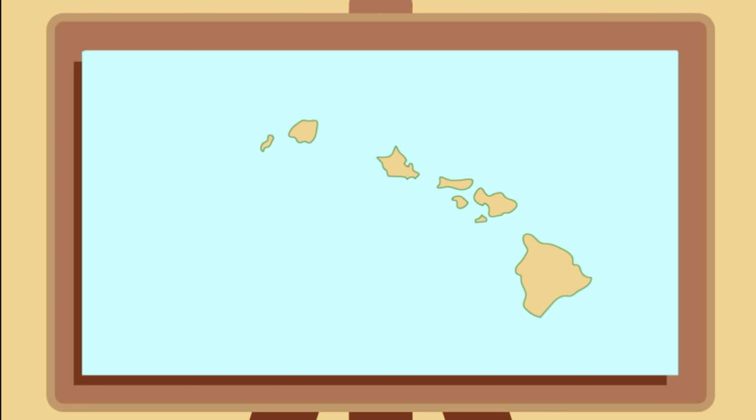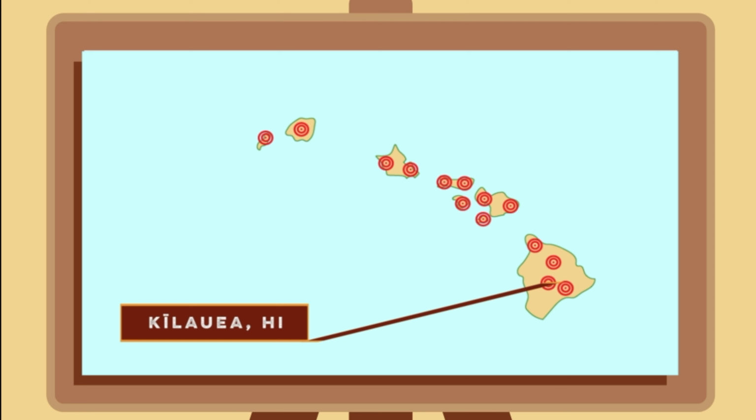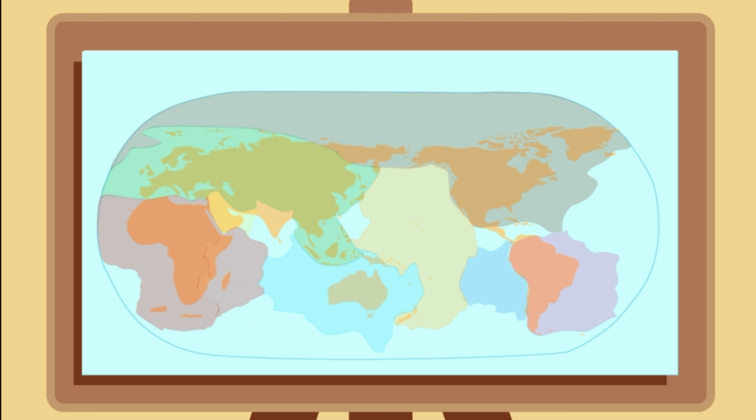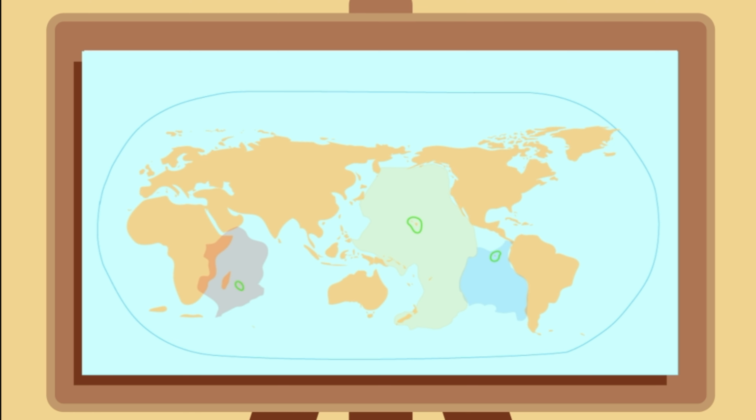As the plate slowly moves over the stationary hotspot, new volcanoes form in a chain. This is why Hawaii's volcanoes get progressively older as you move away from the current one known as Kilauea. So while volcanic activity mostly occurs along boundaries, hotspots remind us that the Earth's mantle can create volcanoes anywhere, even in the middle of a plate.